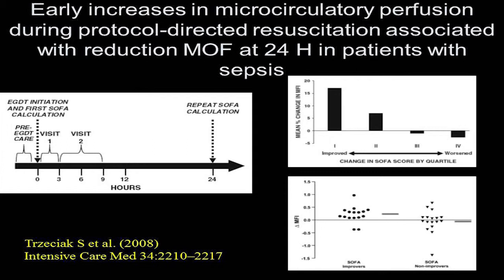And what they found is if the microcirculation improved, the SOFA score improved, whilst if the microcirculation, so very early on in the presentation, decreased, there was a worsening of the SOFA score 24 hours later. So this tells us that it is critical to resuscitate your microcirculation early on in your process, and that has implications for the rest of your treatment and outcome.